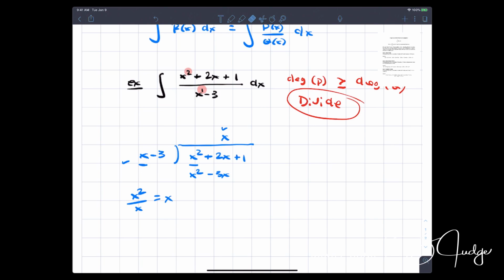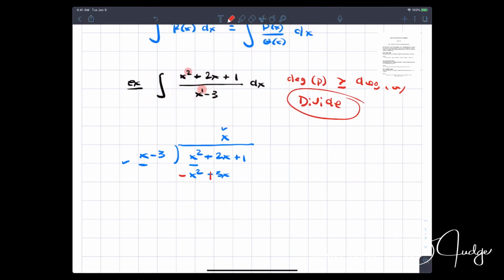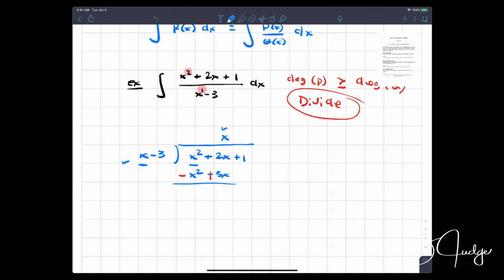Third step is we subtract, which really changes these signs. So x squared minus x squared is gone, and 2x plus 3x gives you 5x. So I have 5x here. Now I bring down the 1. So this is the four-step process in dividing.